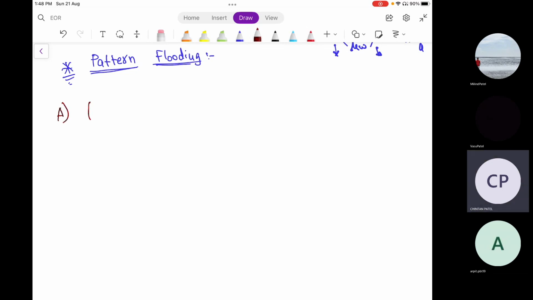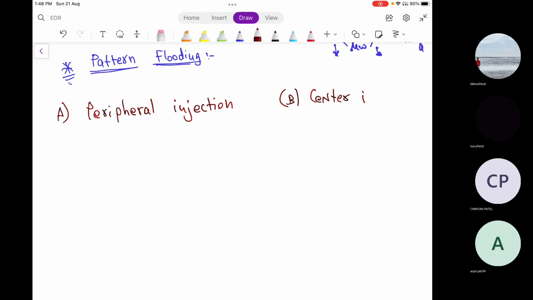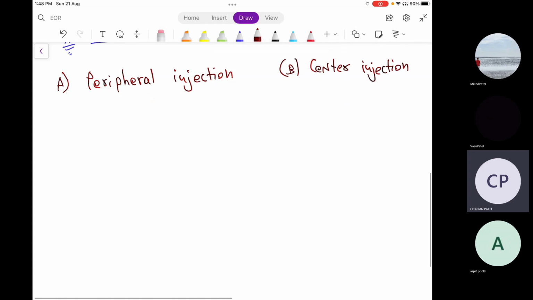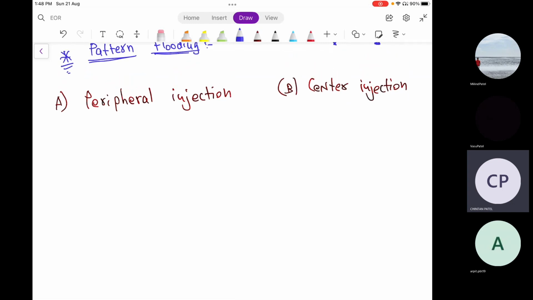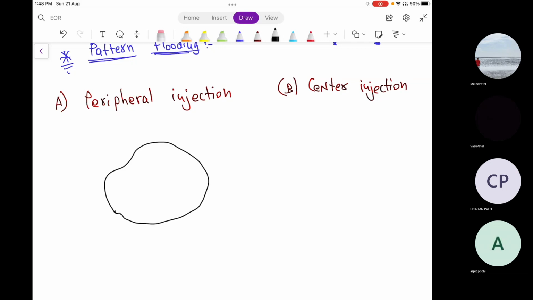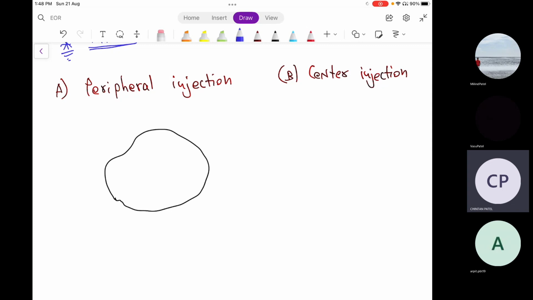So the basic two terminologies are, one, peripheral injection pattern, and another, center injection pattern. Okay. So what is the difference in these two? Let's say this is my reservoir, and let's say I'm looking from the top. So this is the top view of my reservoir.